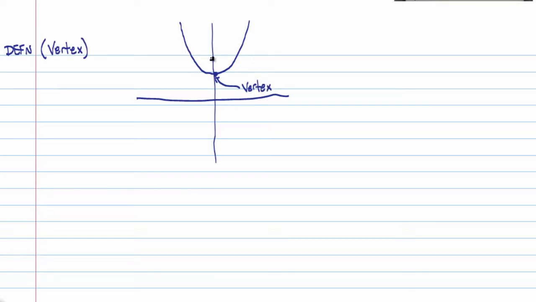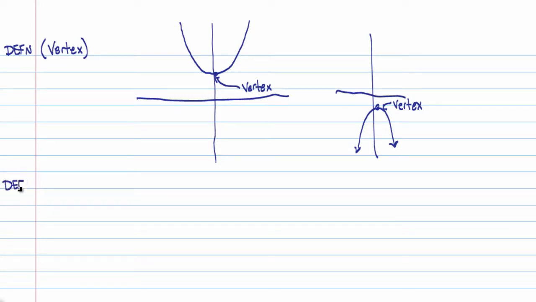And by the way, not all parabolas open up. Some parabolas will open down. So that's a vertex as well. I'm freehanding this, so it's not the most beautiful picture, but whatever. Since I drew that poorly, I should probably say something else here.